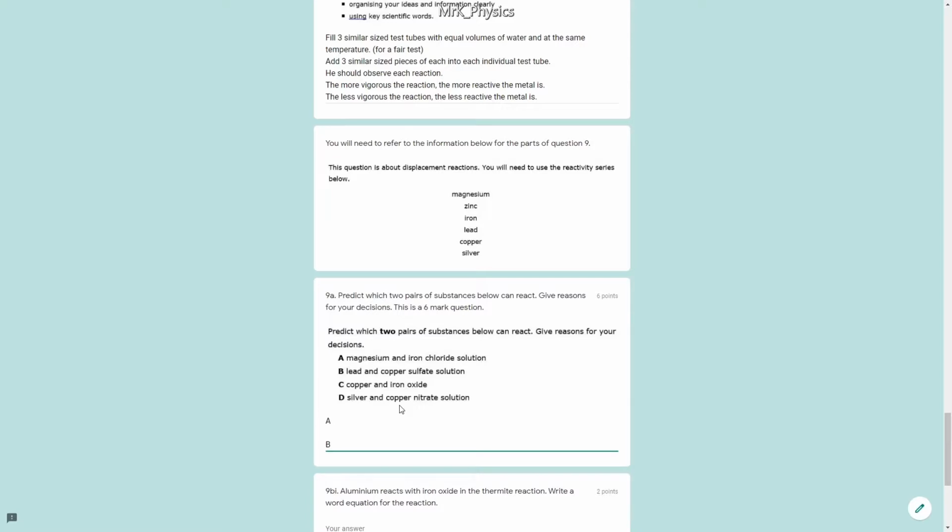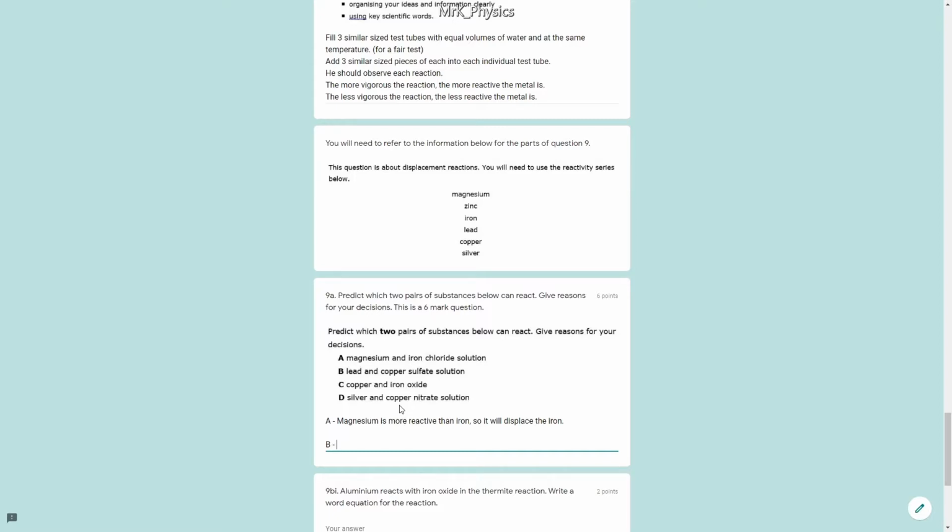But now we have to justify. That's only 2 marks. If you just put A and B, that's 2 marks, 1 mark each for identifying it. So now we'll say here, well, magnesium is more reactive than iron. That's a mark. So it will displace the iron. And you've explained that you understand what a displacement reaction is. You've justified how you know it applies to this pair, and you've already identified the pair. That's your 3 marks for A.